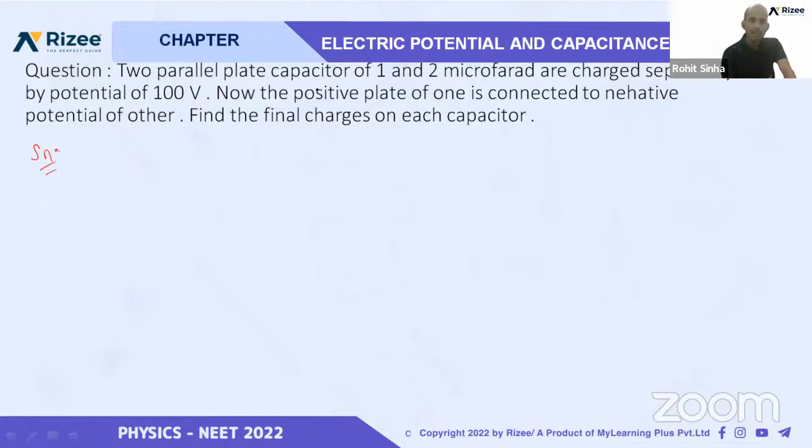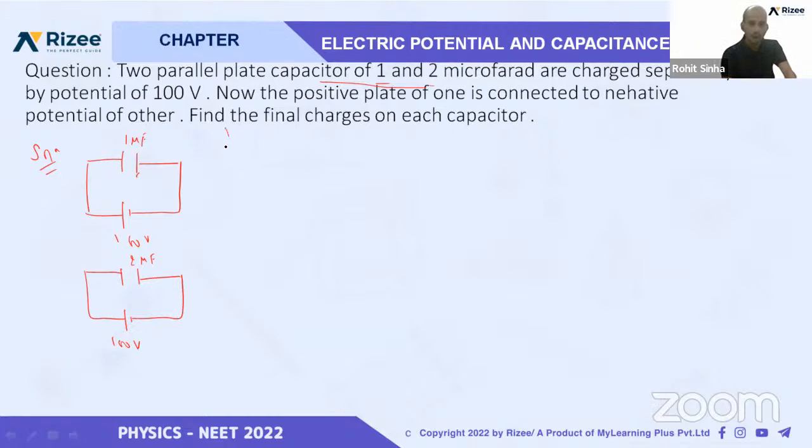It is telling that two parallel plate capacitors, 1 microfarad and 2 microfarad, are charged separately by 100 volt. That means two capacitors. One was 1 microfarad, connected like this to 100 volt. And the second time we have connected the 2 microfarad capacitor with 100 volt.